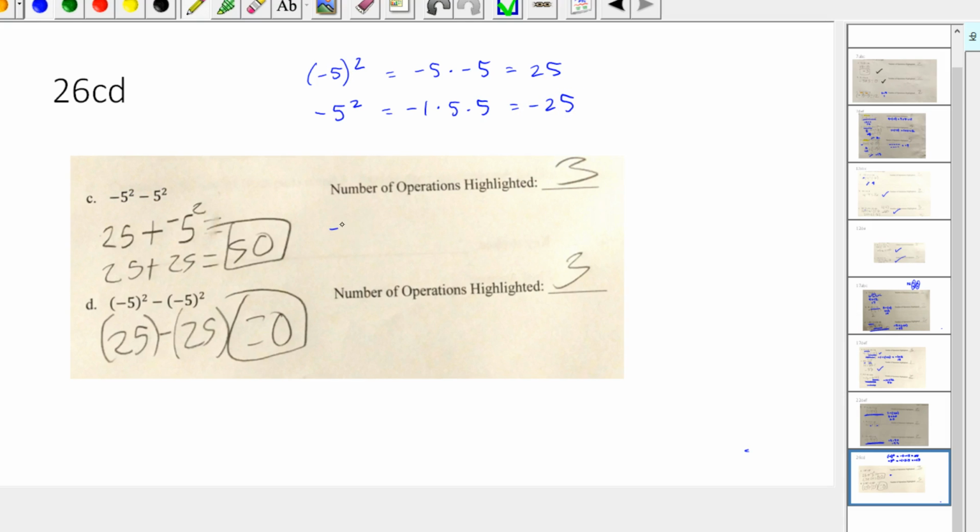So here we have negative 25 minus 5 squared is 25, and that would be negative 50. Let's see here, we have 25 minus 25 equals 0, and this one's good.